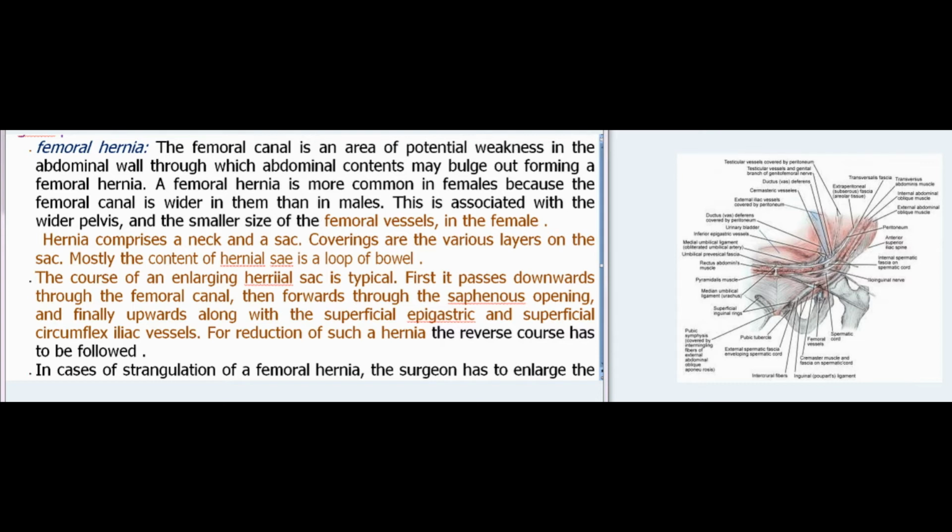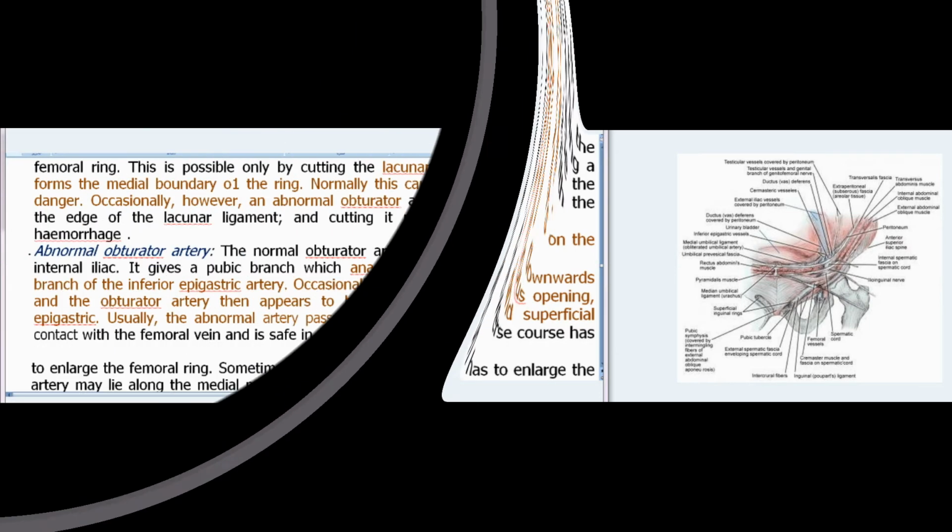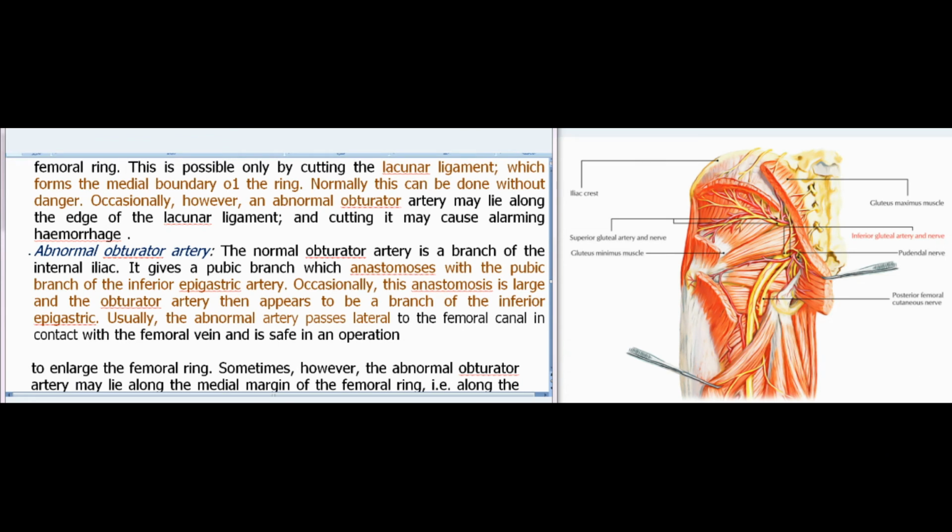The course of an enlarging hernial sac is typical. First it passes downwards through the femoral canal, then forwards through the saphenous opening, and finally upwards along with the superficial epigastric and superficial circumflex iliac vessels. For reduction of such a hernia the reverse course has to be followed. In cases of strangulation of a femoral hernia, the surgeon has to enlarge the femoral ring. This is possible only by cutting the lacunar ligament, which forms the medial boundary of the ring. Normally this can be done without danger.